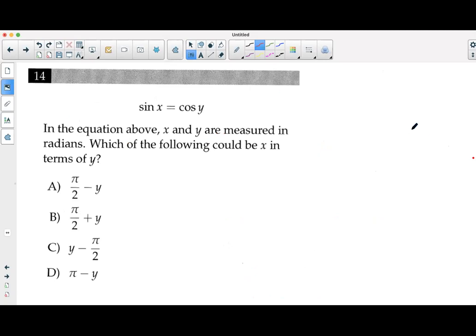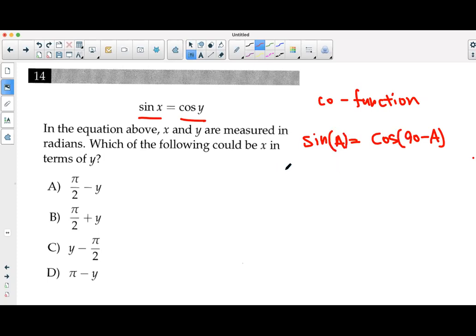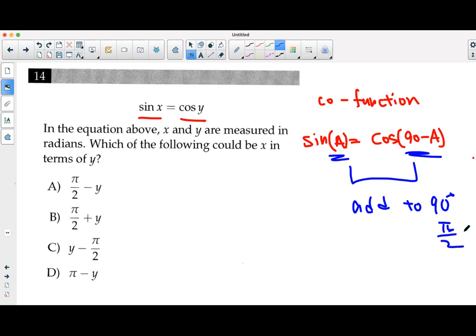Now, number 14, sine x and cosine y are equal to each other. As soon as you see this one, what I need you guys to do is this. In the SAT, there's a concept of cofunctions, right? You guys learned this one in geometry class, believe it or not. Sine of A is in fact equal to cosine of 90 minus A. That's the idea that you guys learned. In other words, these two have to add to 90 degrees. That's what they're saying. Or pi over 2, if it's to be in radian measures, right?